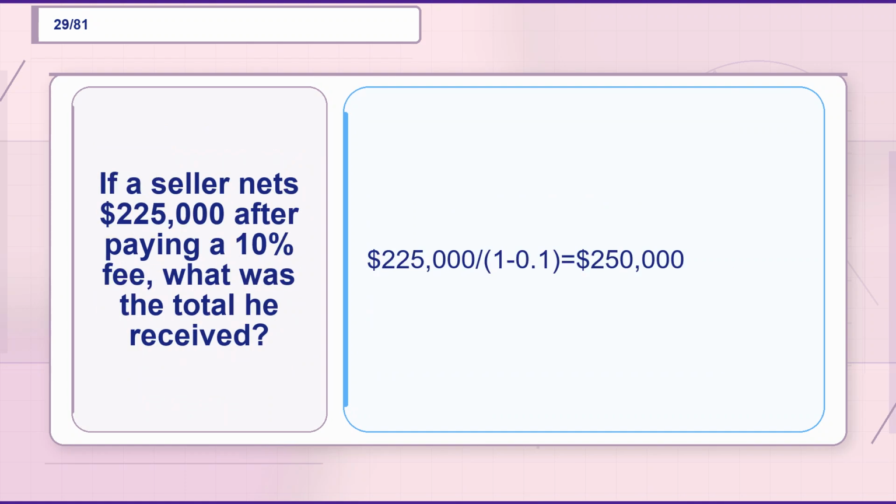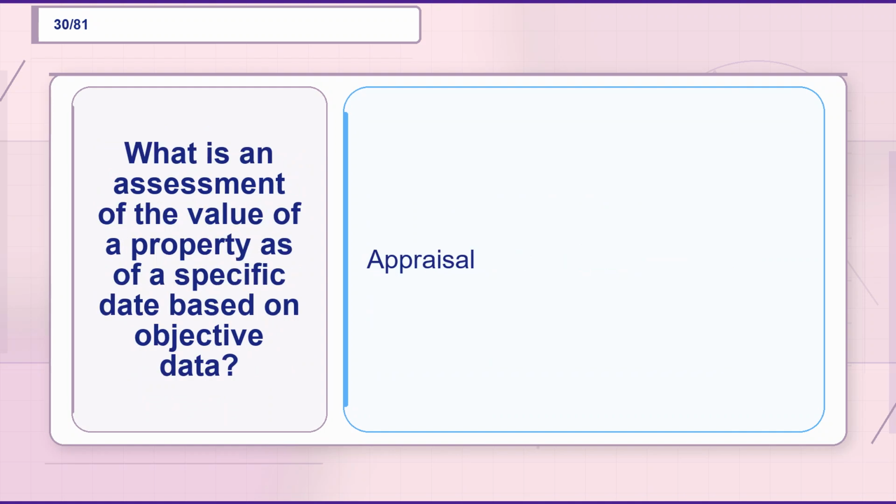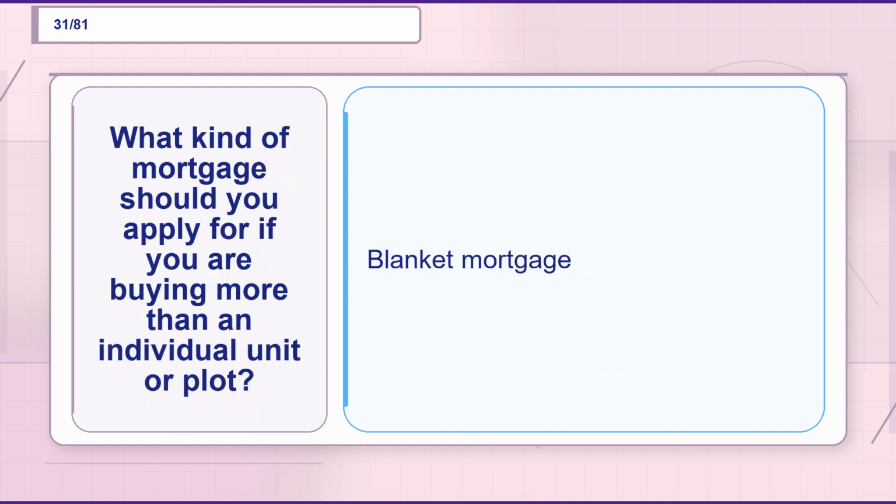Flashcard 29. Term: If a seller nets $225,000 after paying a 10% fee, what was the total he received? Definition: $225,000 / (1 - 0.1) = $250,000. Flashcard 30. Term: What is an assessment of the value of a property as of a specific date based on objective data? Definition: appraisal. Flashcard 31.